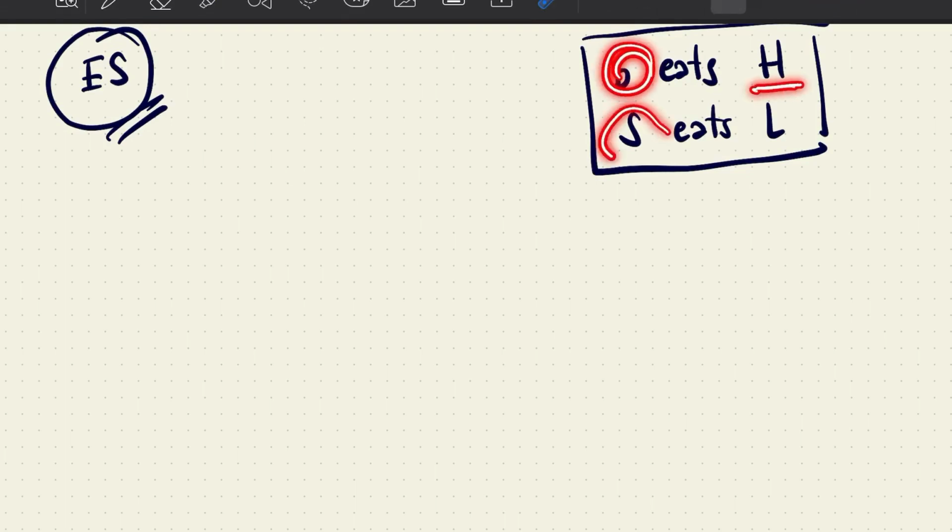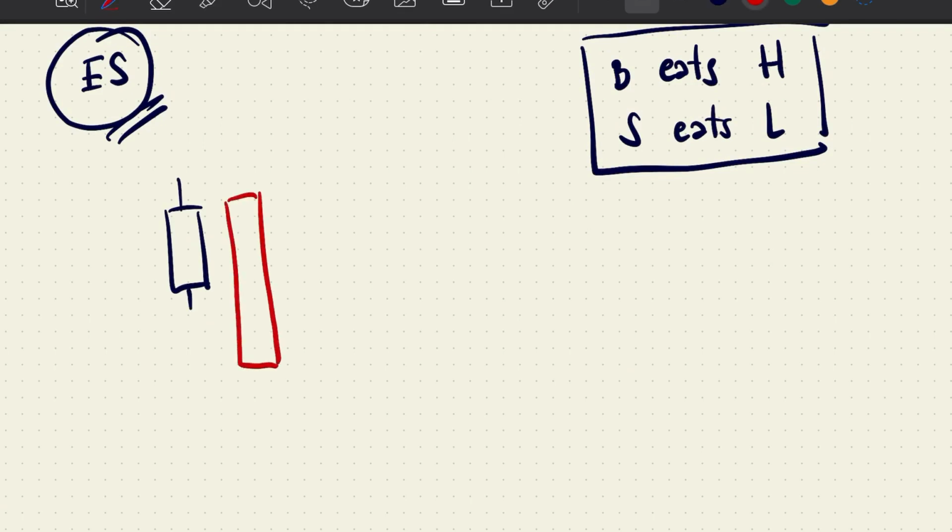Buy eats high, sell eats low. Okay, so if I were to draw it for the engulfing sell, because the sellers have to eat the buyers, then we have to start off with a buy candle. And the sellers have to close below the low, like this, closing below the buy candle's low.